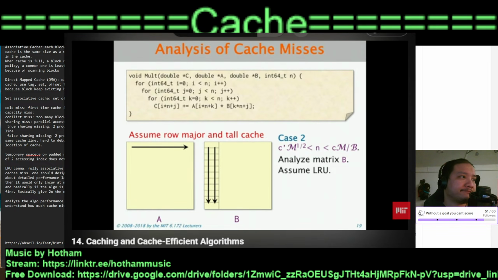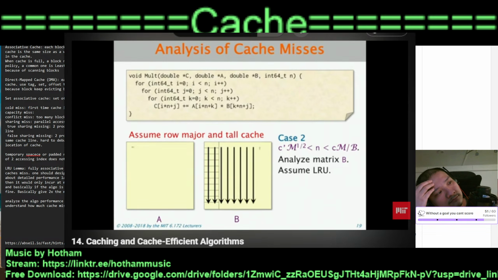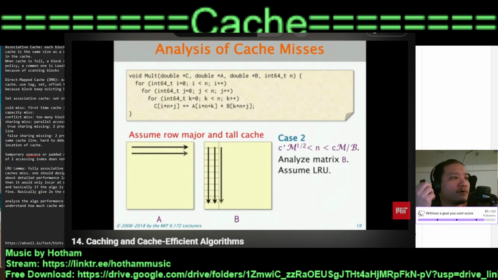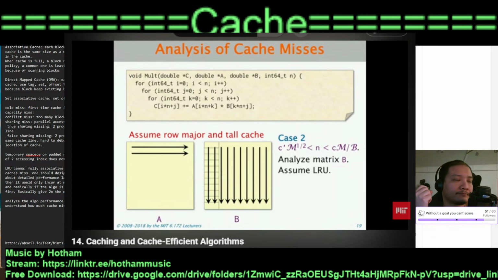And in general, if I can fit B columns, or some constant times B columns, into cache, then I can reduce the number of cache misses by a factor of B. So I only need to incur a cache miss the first time I access a block and not for all of the subsequent accesses. And the same is true for the second row of A.